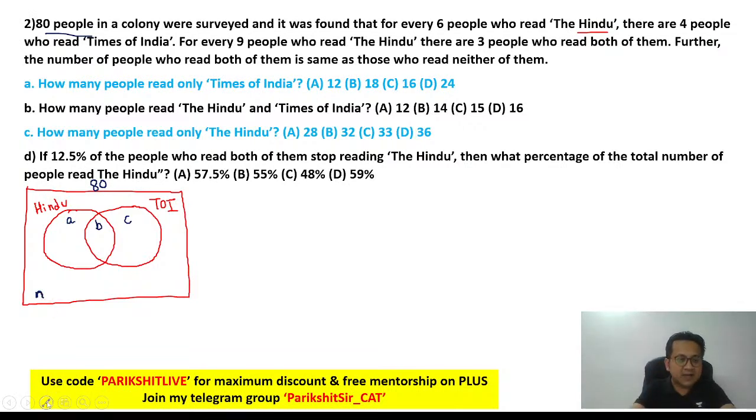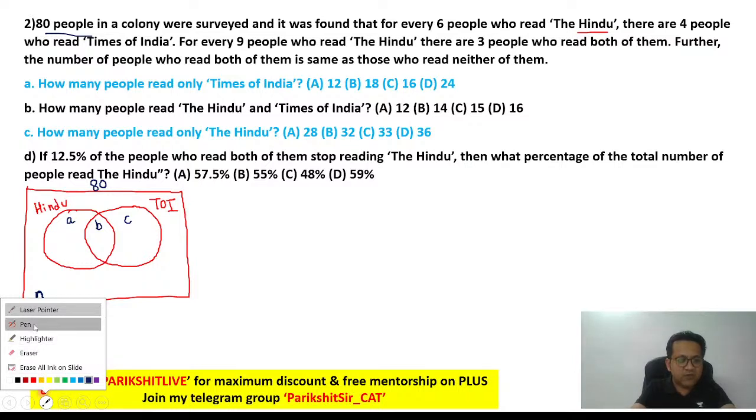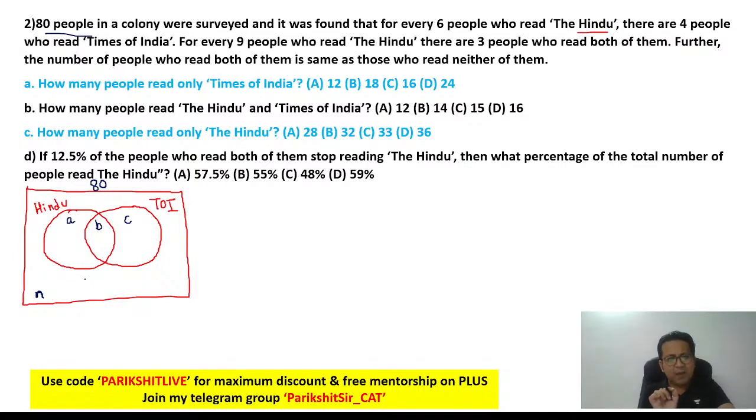If the regions are clear, let's start solving and putting the numbers. My entire purpose is to put numbers in the diagram. The moment I'm able to put them, I stop. So remember the objective. Objective is to write down numbers in each part of the circle. A, B, C, N. कितना है? चलो start करते हैं. They are saying for every 6 people who read the Hindu, they are not saying Hindu only. They are saying Hindu.